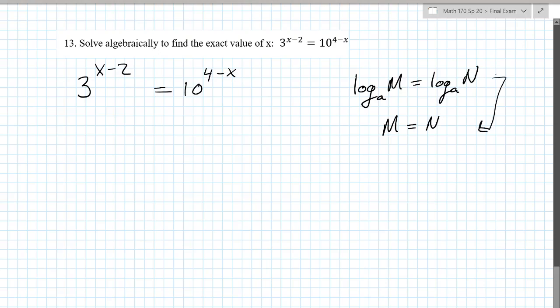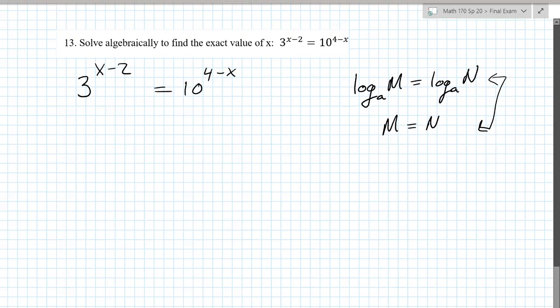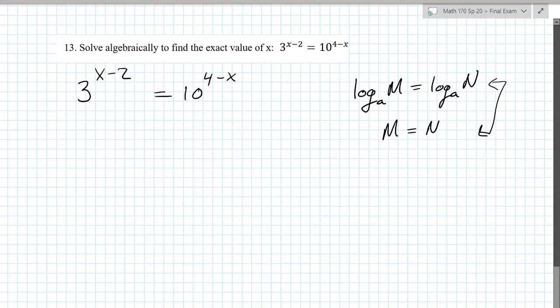This is log form and exponential form, depending on what it looks like when it's done. And we can also choose what we want to use for the base. Now, this problem states that we want to find the exact values. So when we're done, we should expect logs in our answer.